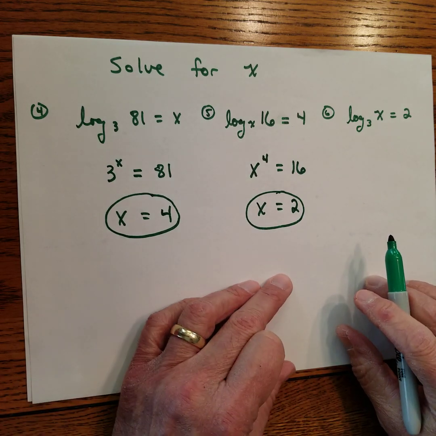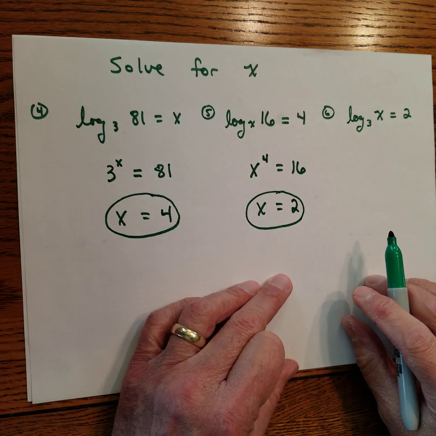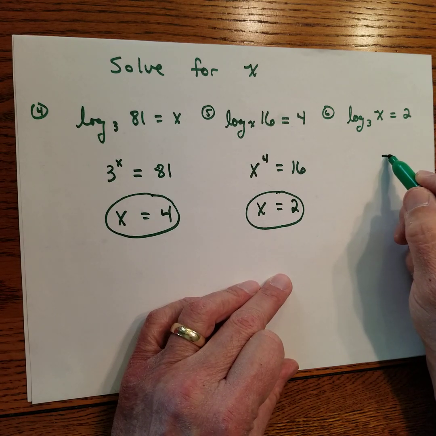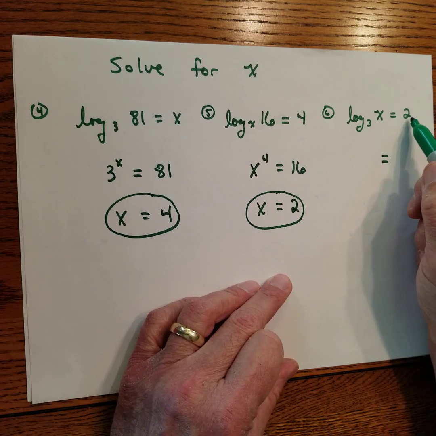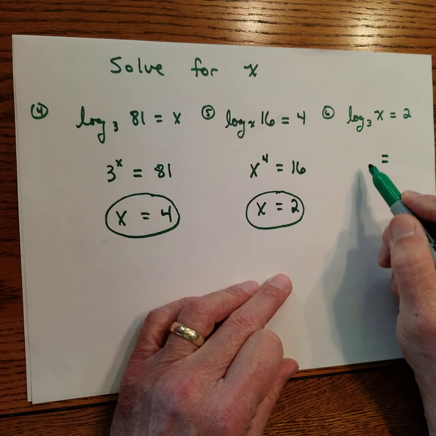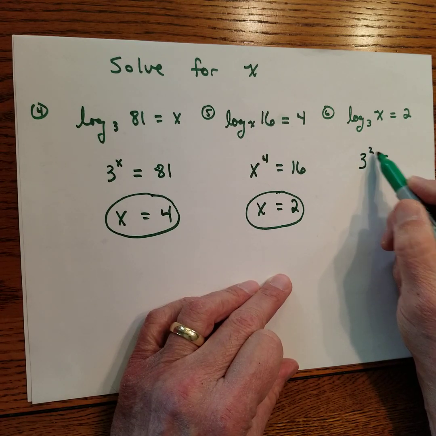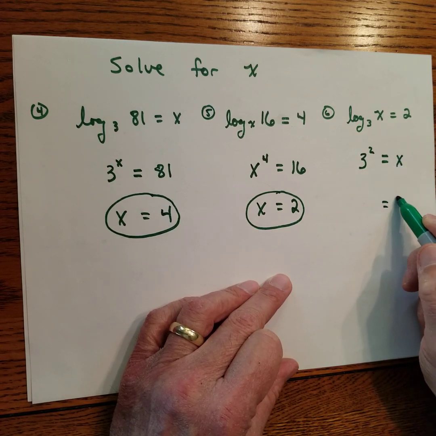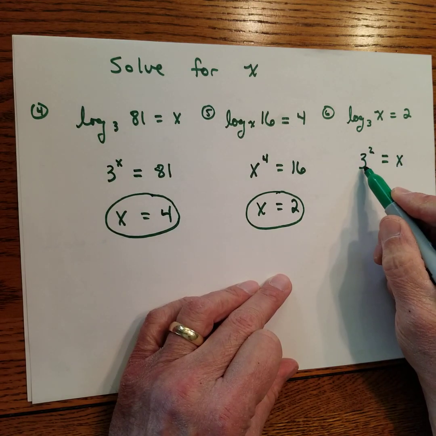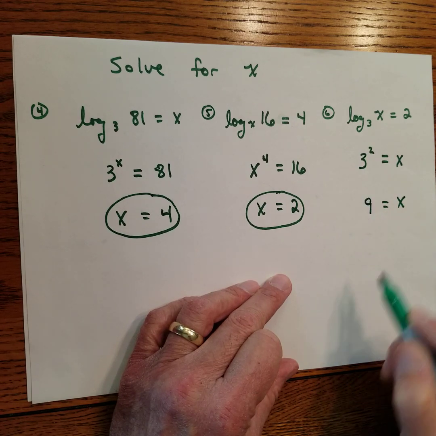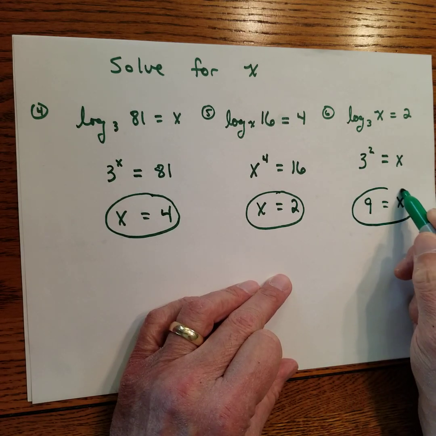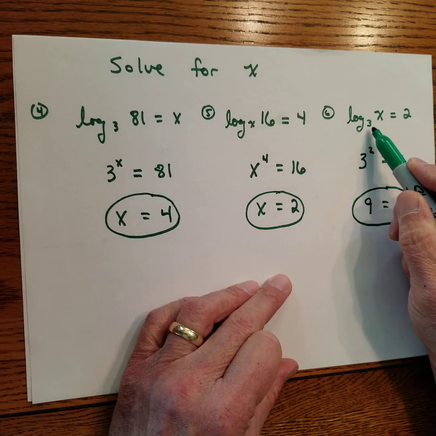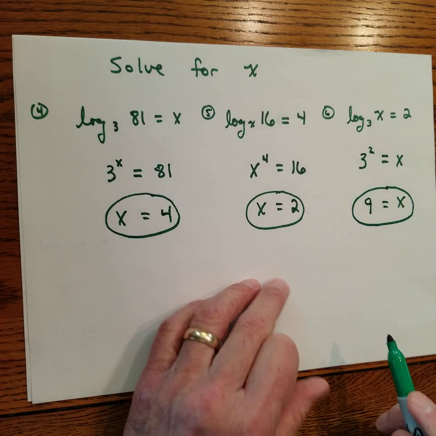Let's try number 6. If I rewrite this in exponential form, here's how it'll look. That 2 is the exponent that goes on that 3. 2 is the exponent that changes 3 into x. This one's easy to do in my head. 3 squared, that's 9. Why is 9 the right answer? Because 2 is the exponent that changes 3 into 9.